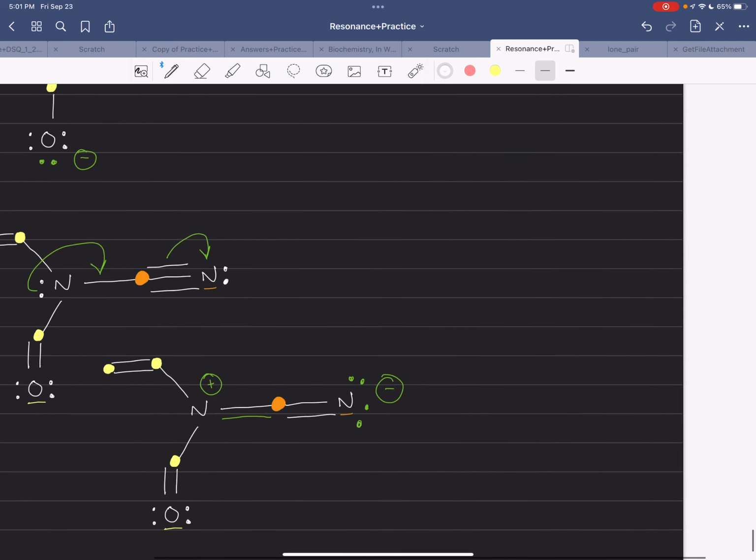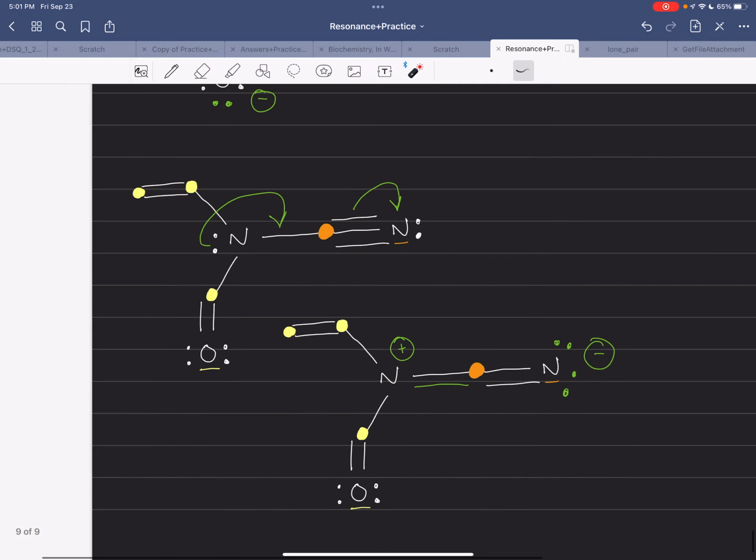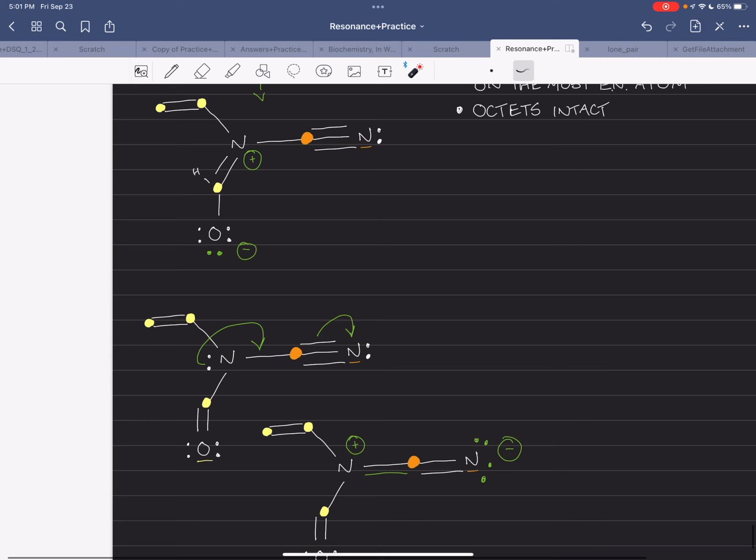And we can double check that with the one we just created here. We have 1, 2, 3, 4, 5, 6, 7, 8. Good. On this nitrogen, we have 1, 2, 3, 4, 5, 6, 7, 8. Octets look good there. Even on this one here, 1, 2, 3, 4, 5, 6, 7, 8. 1, 2, 3, 4, 5, 6, 7, 8. Oxygen looks good.